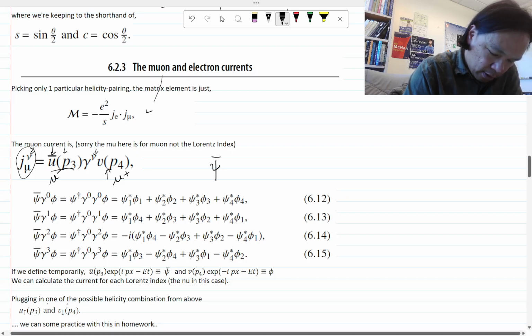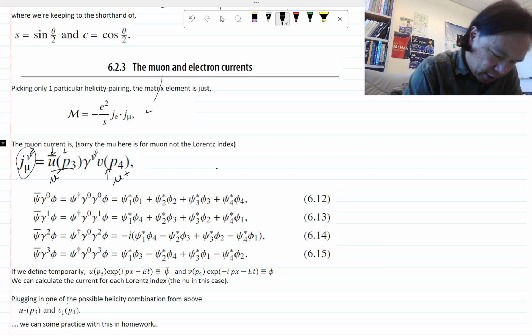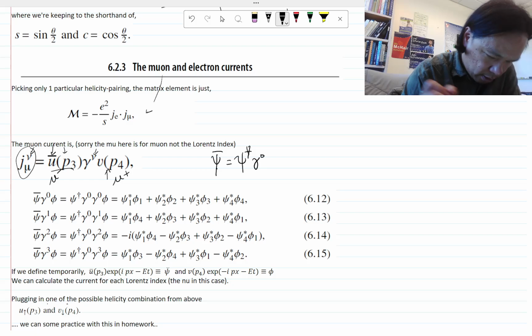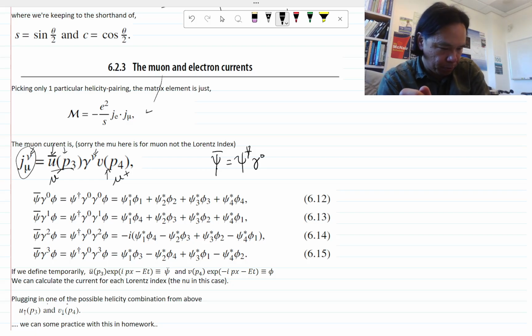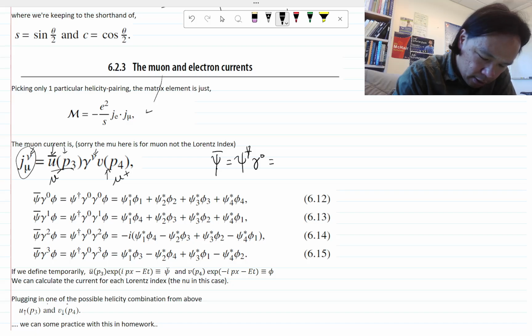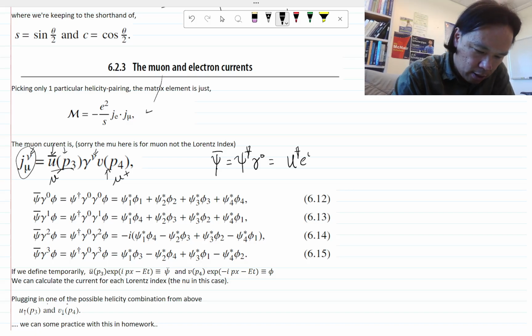So in general, let's write the psi bar. That's the same thing as writing psi dagger gamma 0. And this is in general, whatever that spinor is, daggered, e to the i (p dot x minus Et), and then gamma 0 still.